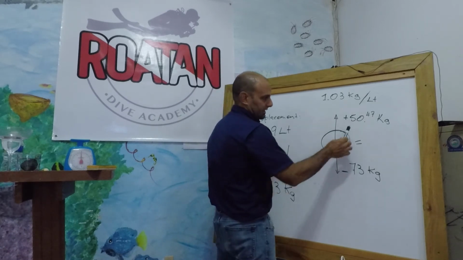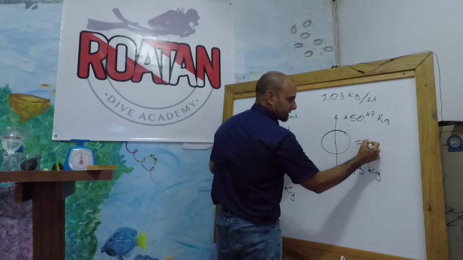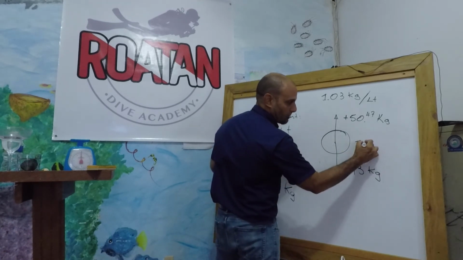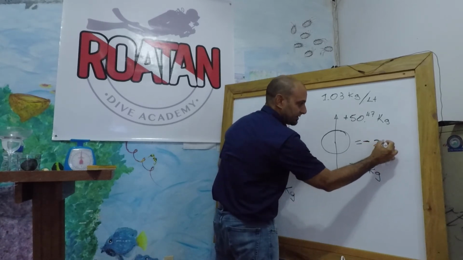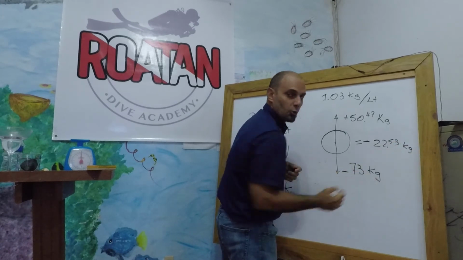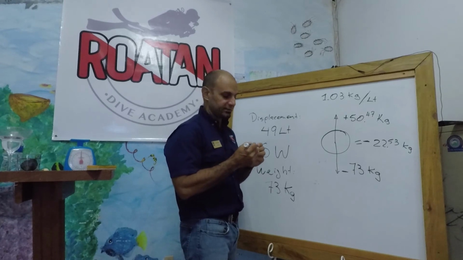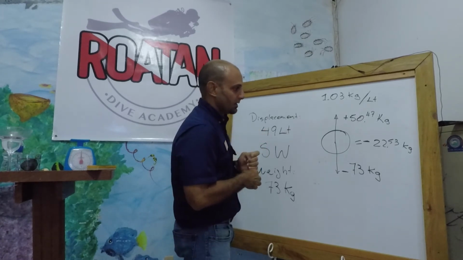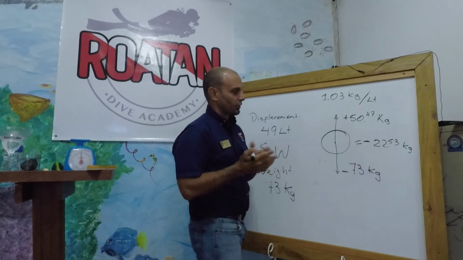So if we subtract 50.47 from 73 kilograms, we will come to a resulting force that is going to be negative because this is the largest number, right? That's the largest force, of 22.53 kilograms. Always put the units. Remember, don't forget to put the units. The units are going to help you understand what you have to do. So now we have 22.53 kilograms as a resulting force.